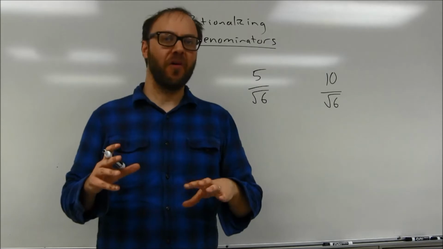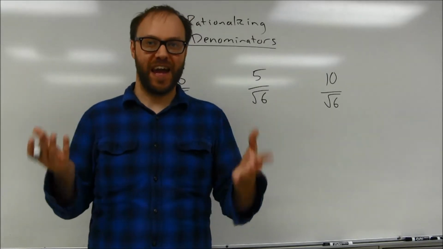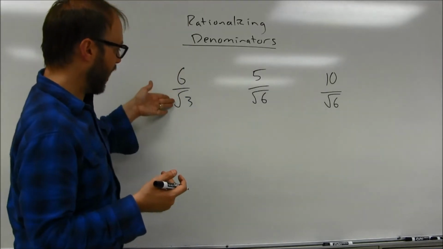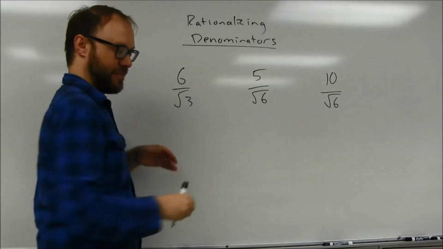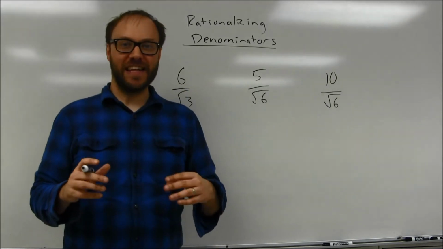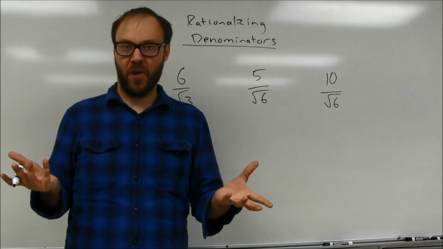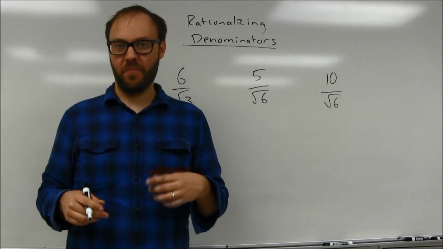And so as a result, it was considered to be bad form to have a square root in the bottom of a fraction. While this isn't wrong, we have an irrational number, a decimal that would go on infinitely, in the bottom of the fraction. It's not considered to be the best form for leaving a fraction. So the goal here is to get rid of the square root in the bottom of the fraction.